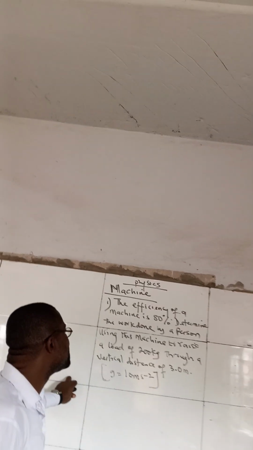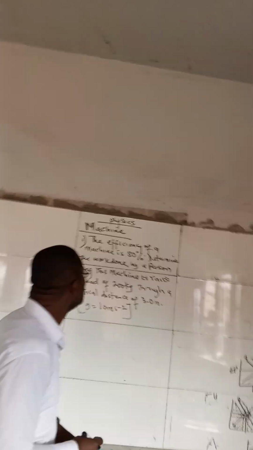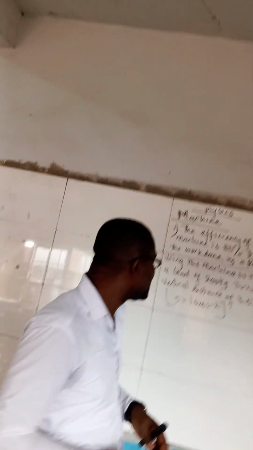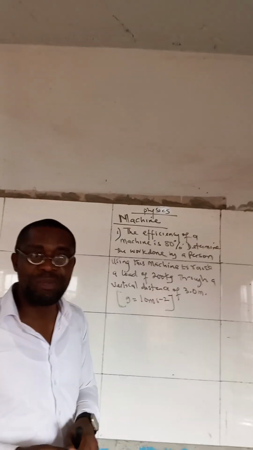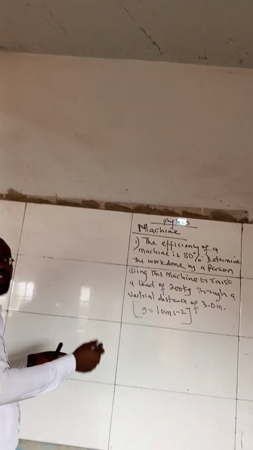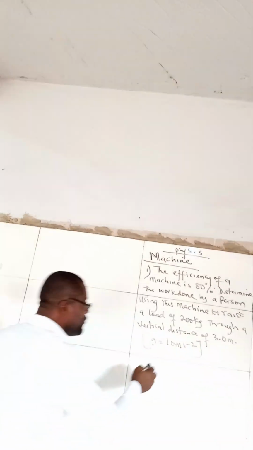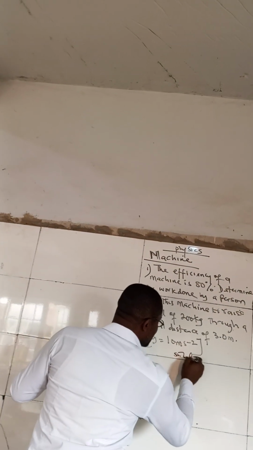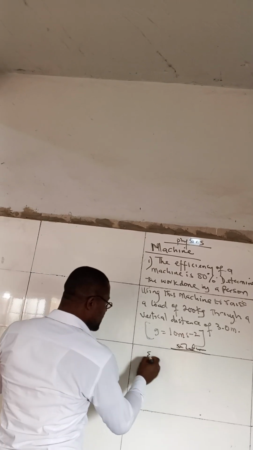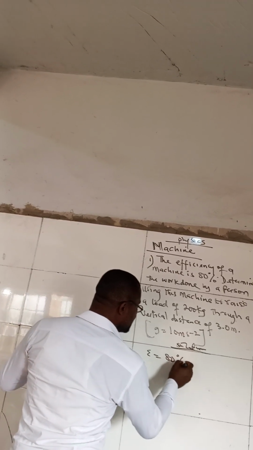The efficiency of a machine is 80%. Determine the work done by a person using this machine to lift a load of 200 kg through a vertical distance of 3.0 meters. What we normally do is list all our variables, our knowns and unknowns. So what do we know from the question? First, efficiency is given as 80%.